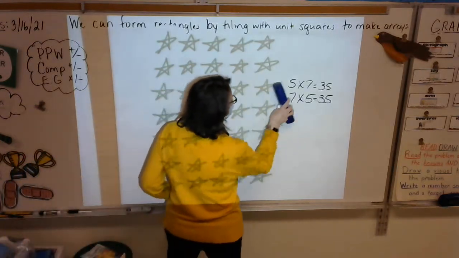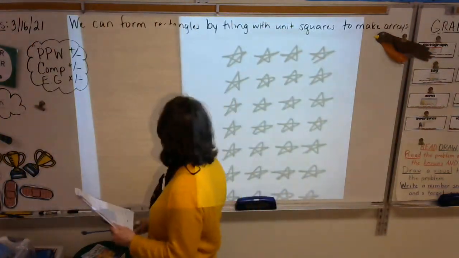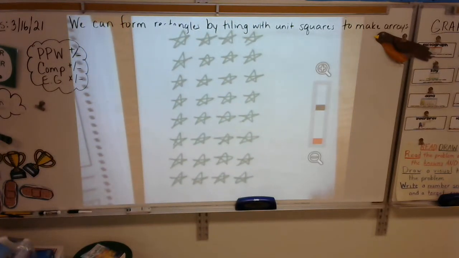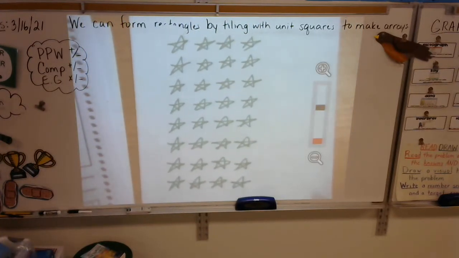Nice job. I think we have one more, maybe 2 more, I can't remember. 2 more. Okay, it's a big one. So I'm going to ask you the easiest question first. Cam, how many stars in each row? There are 4 stars. Very good. There are 4 stars in each row.